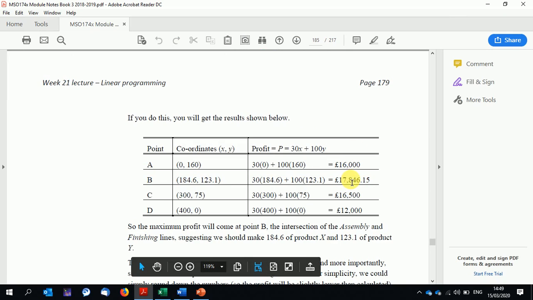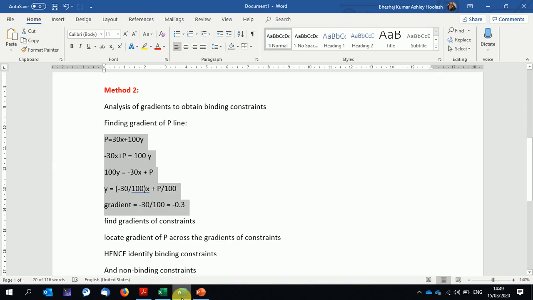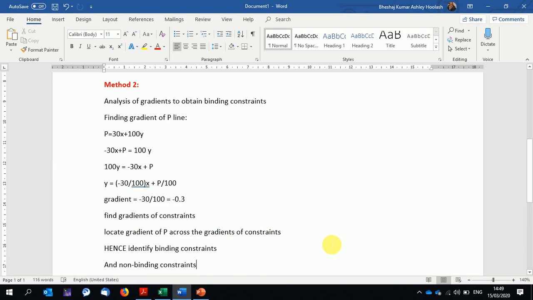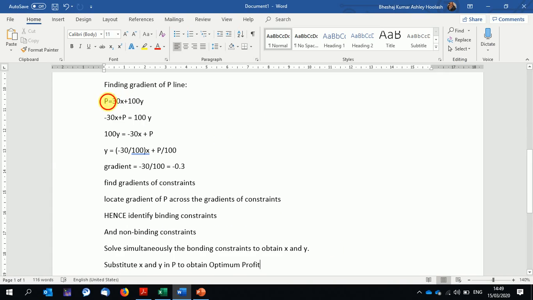So as you can see, at no point did we use the graph. So there you go, summary of method 2. I've only done one gradient for you. Please practice the other three.